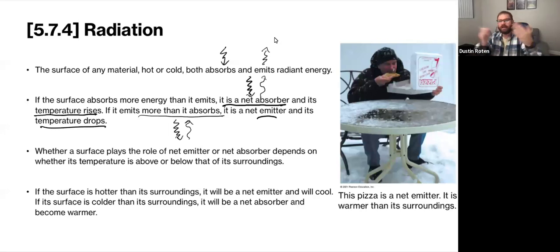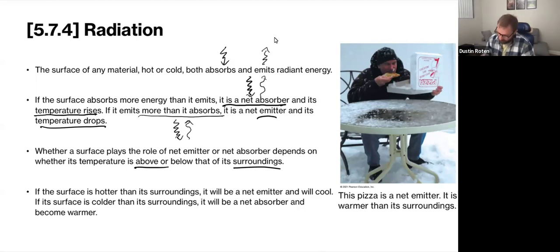So it's just an accounting game. What comes in has to be compared with what's going out, and if there's more coming in than out, you're gaining temperature. If more is going out than in, you're losing temperature. So whether a surface plays the role of an emitter or an absorber depends on what the temperature is and if it's above or below the surroundings. So if a surface is hotter than its surroundings, it will be a net emitter. If the surface is colder than its surroundings, it will be a net absorber. So you just got to think about your background, so to speak. What's going on in the background?